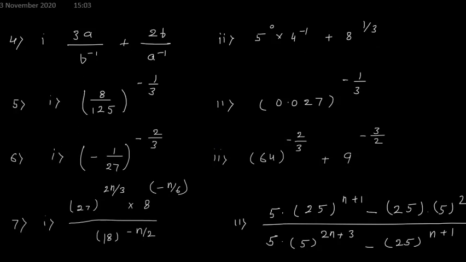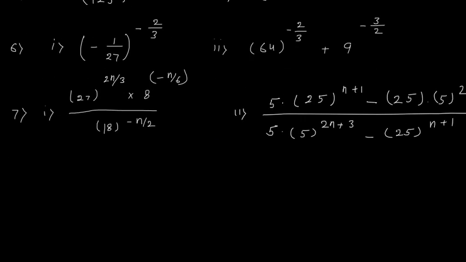Okay, seventh question is (27^(2n/3) × 8^(-n/6)) divided by 18^(-n/2). So first, we will write (27^(2n/3) × 8^(-n/6)) divided by 18^(-n/2).